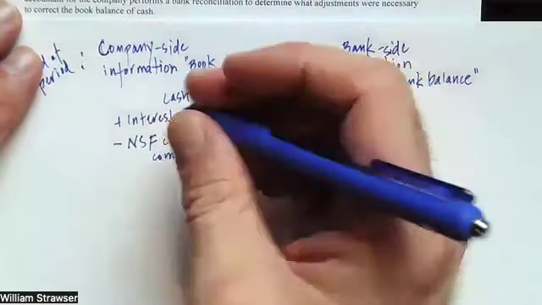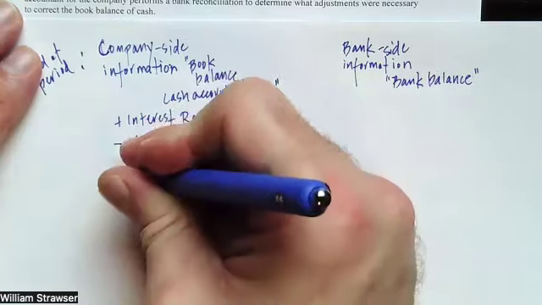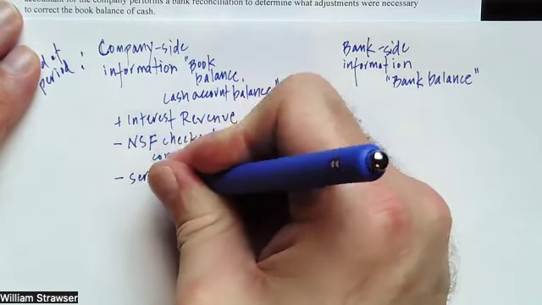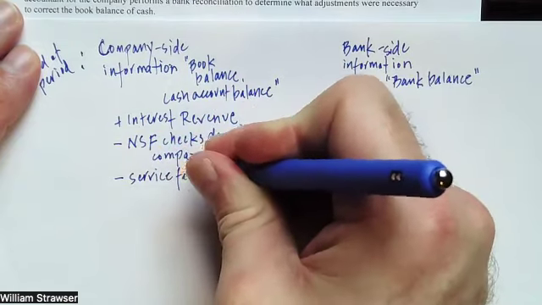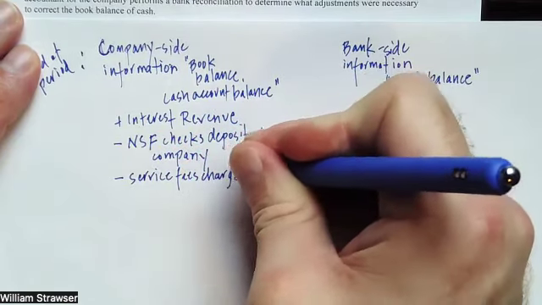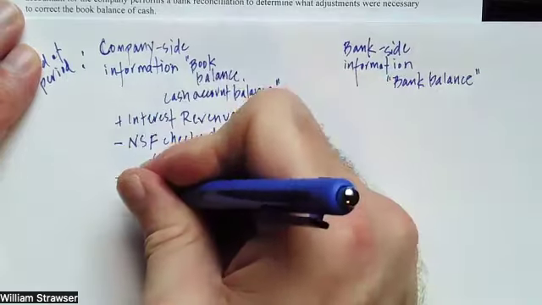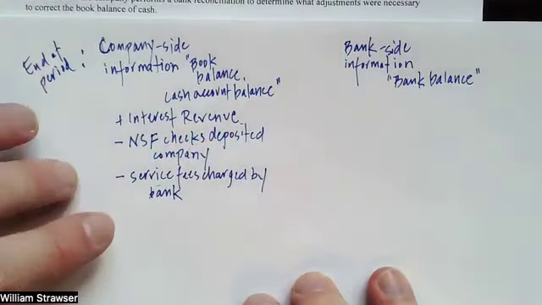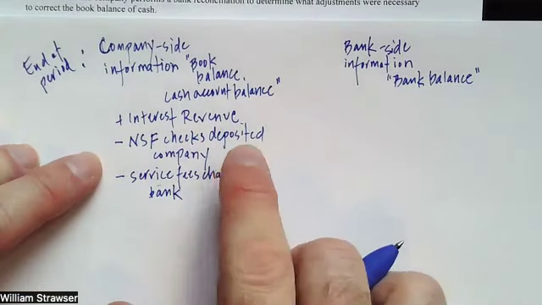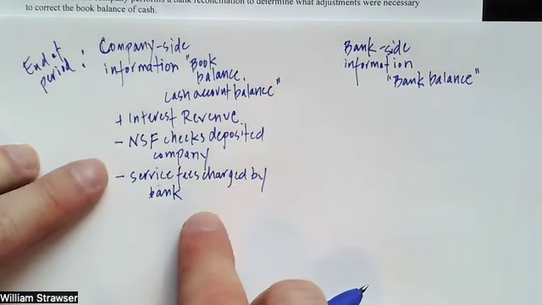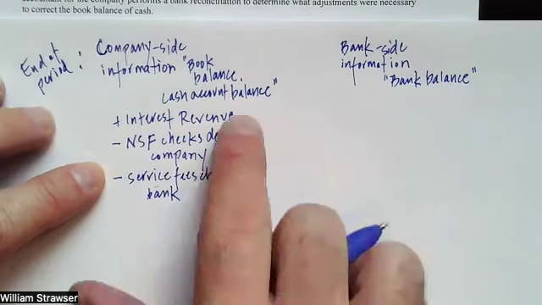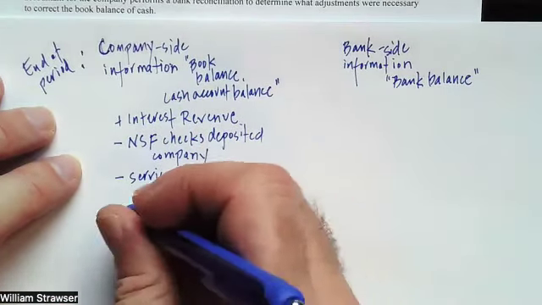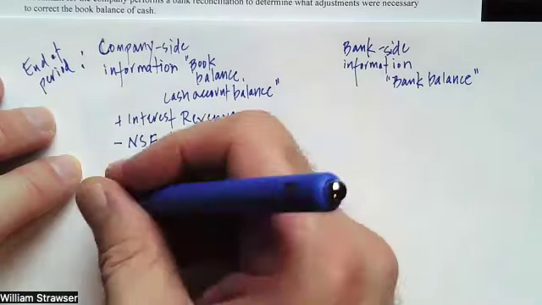And the final one is any service fees. These are the three common ones that we see a lot. Service fees charged by the bank. And of course, we would subtract those from our cash balance. So, how we deal with each of these, we'll talk about as we're doing the journal entries. But these are the three pieces that company records don't have typically until the end of the period.